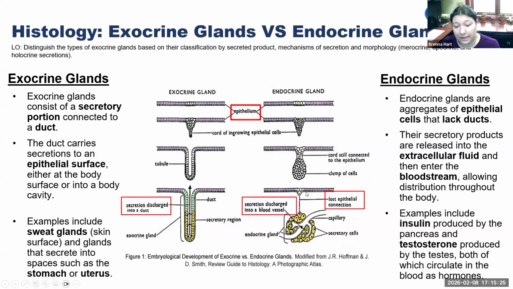Whereas endocrine glands, without that duct, instead, these epithelial cells, they're going to have their secretory region that is going to make the secretion. It's going to be released into extracellular fluid, which gets picked up by capillaries and then distributed throughout the bloodstream. And the bloodstream will distribute it throughout the whole body. So in this case, think more of like hormones. So the pancreas is producing insulin, testes producing testosterone, and it'll circulate throughout the body that way.